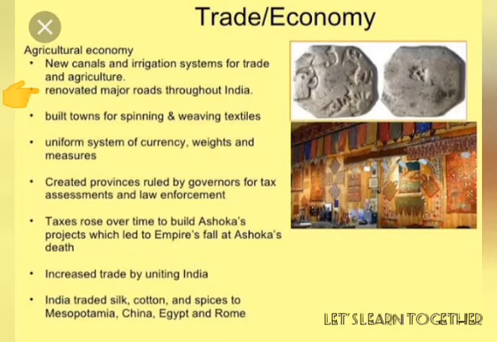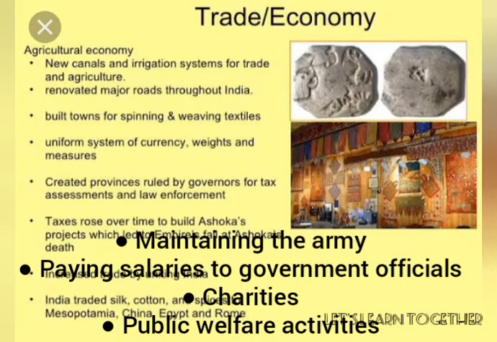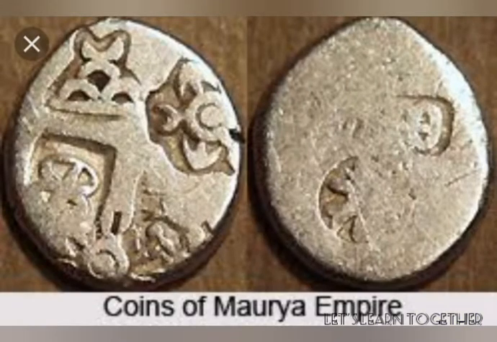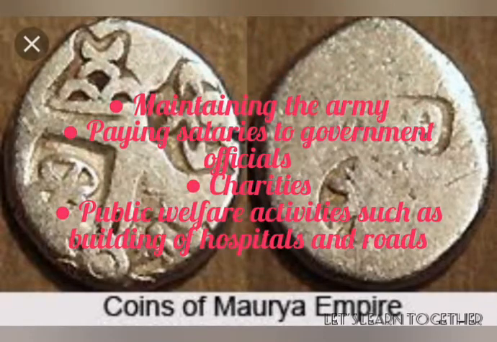The money collected through taxes was spent on maintaining the army, paying salaries to government officials, charities, and on public welfare activities such as building hospitals and roads. So the money we get through different kinds of taxes was spent on these things.